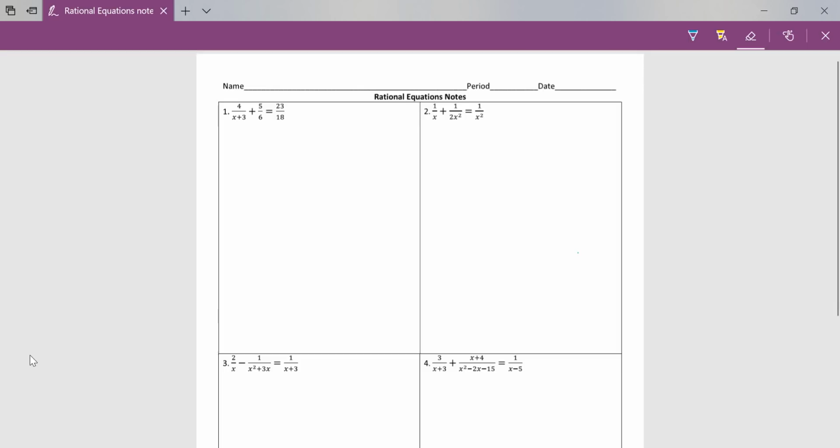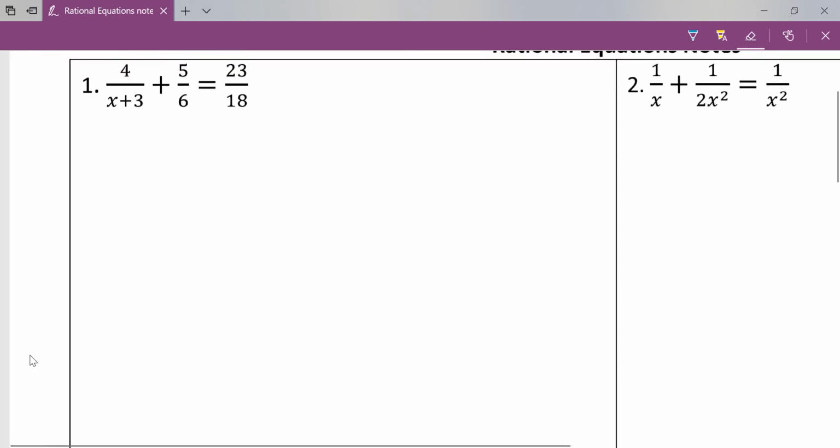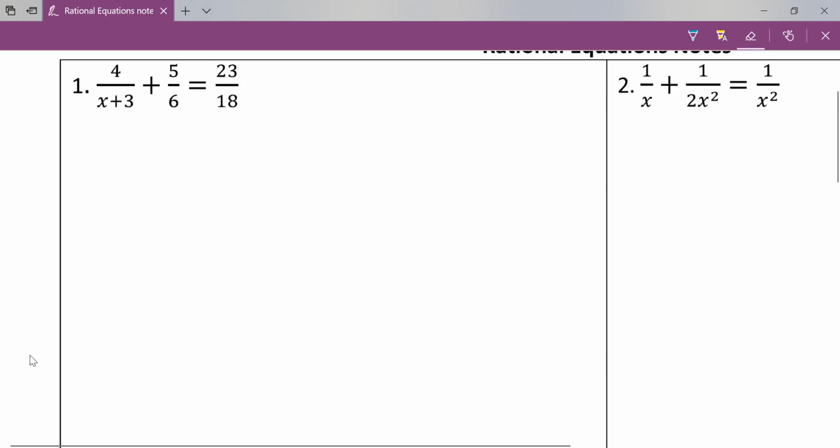So we're going to start with this first example where we have 4 over x plus 3, plus 5 over 6 equals 23 over 18. And the trick with these is that we're always going to have an x in the denominator, right? And what we want to do is get rid of the x in the denominator and get it as a numerator somewhere so that we can actually isolate the x and figure out what it actually is equal to.